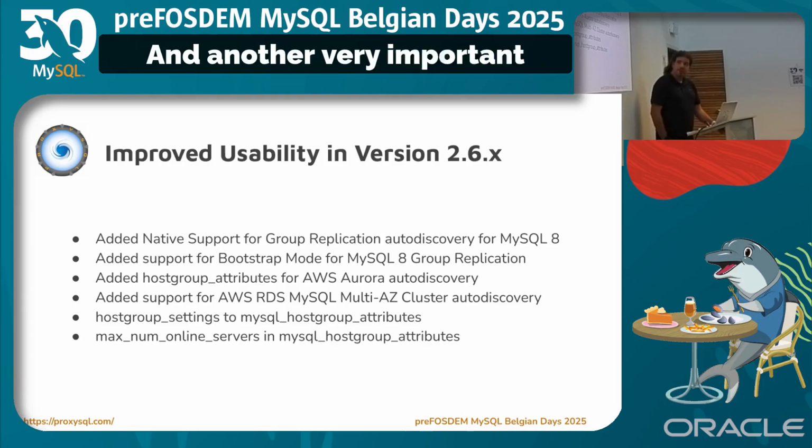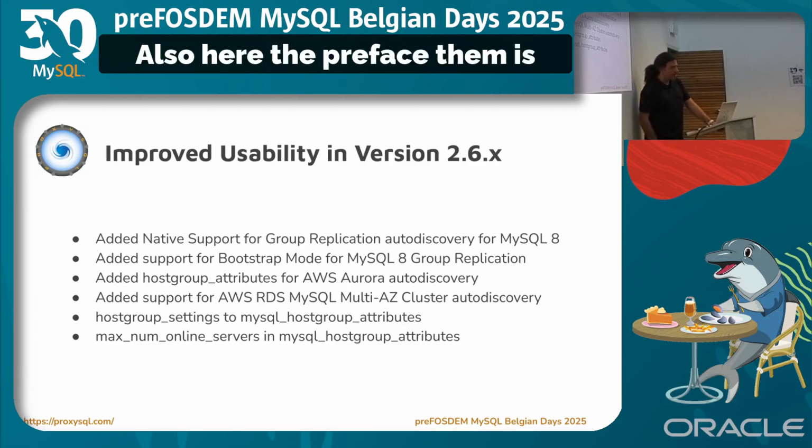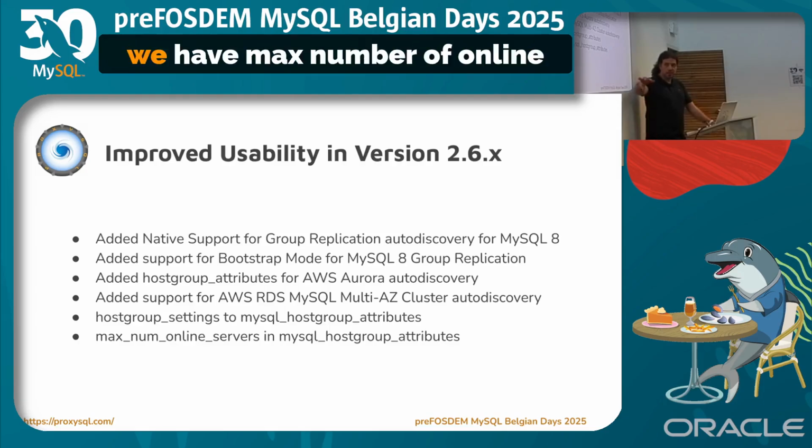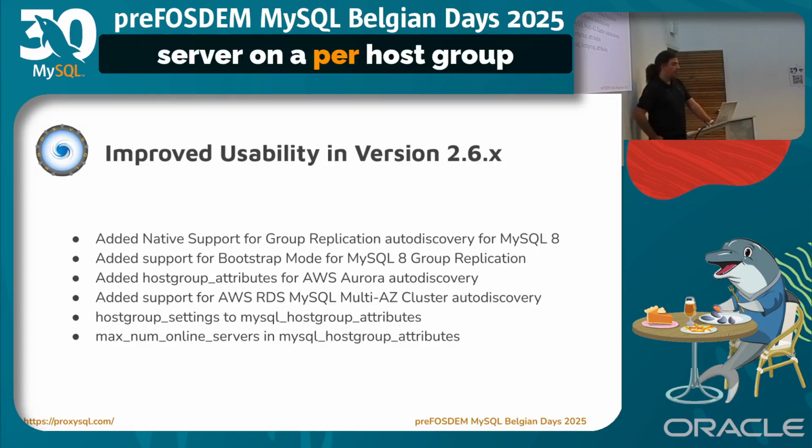Another very important feature that we have in 2.6 is something that has been asked many times, also here at pre-FOSDEM: the ability of having just one writer, for example. Now we can do this because we have max number of online servers on a per host group basis. So you can say that if you have host group 1, where the writer is supposed to be, you can specify max number of online servers to be 1, and if there are 2, for whatever reason, ProxySQL will stop sending any sort of traffic to that server until you correct that configuration.